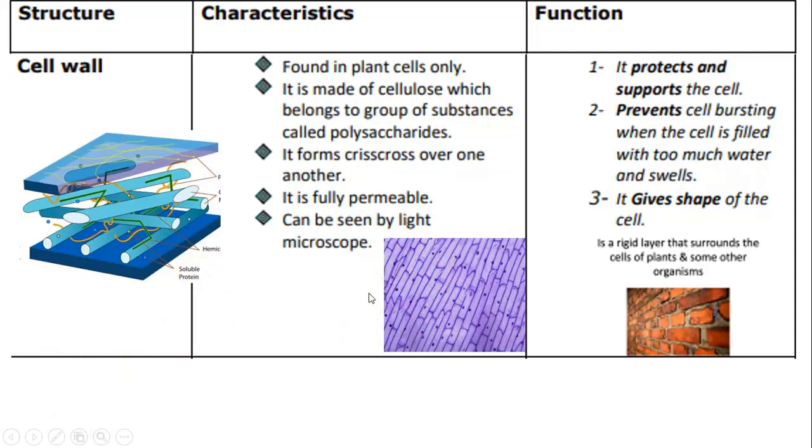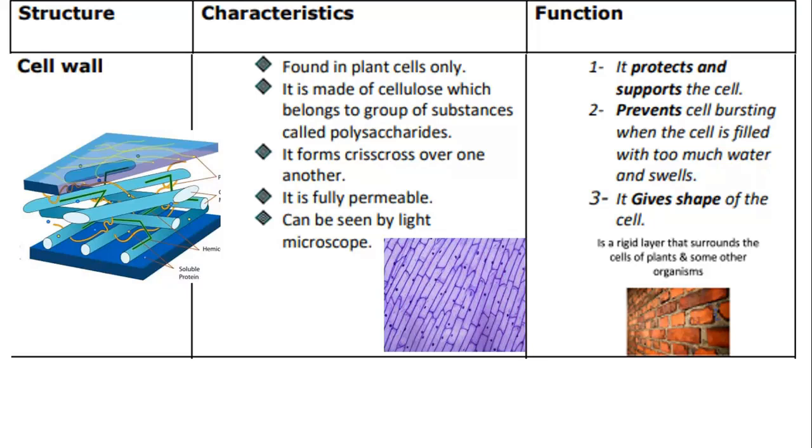It protects and supports the cell because of the cell wall in the plant cells. This is why you can see the plant standing upright, because they don't have any skeletons or bones to help them stand upright. So what helps them stand upright is their cell walls and other structures that we will talk about later. Also, it prevents the bursting of the cell, because especially plant cells tend to take in a lot of water. Why? To help in photosynthesis.